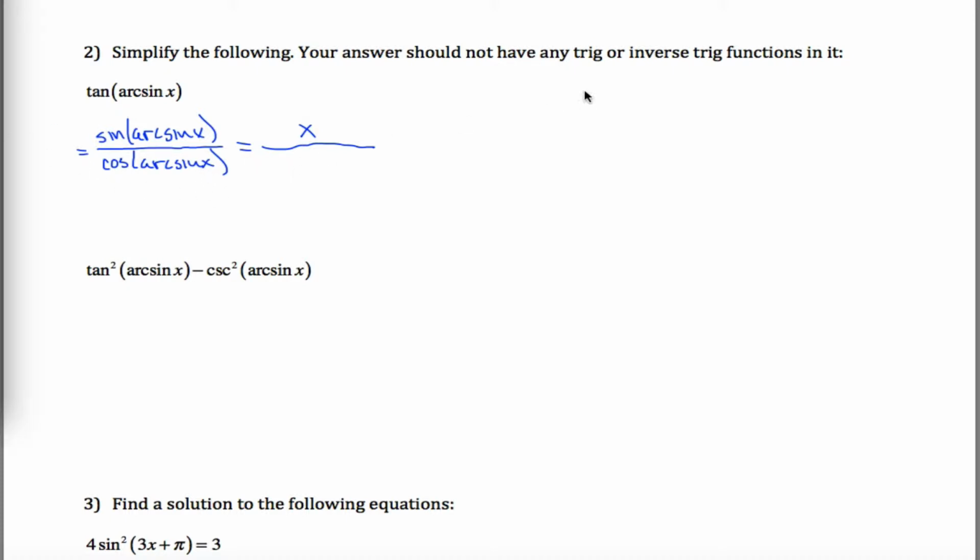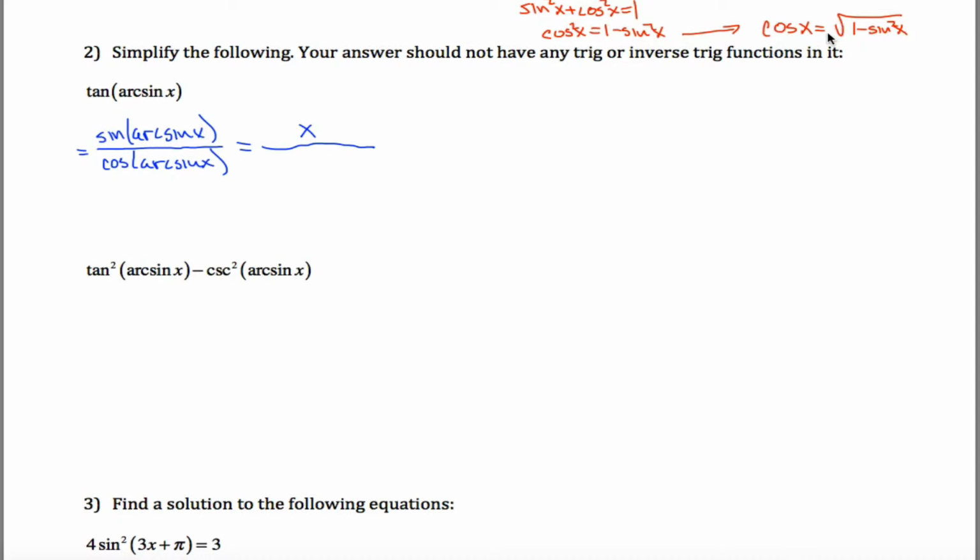To figure out what goes right here, I take advantage of the fact that sine squared, maybe I'll write this above because I'm going to reference it over and over again. This is called the Pythagorean identity. Sine squared plus cosine squared equals 1. So if sine squared plus cosine squared equals 1, cosine squared has got to be equal to 1 minus sine squared. So cosine of x is equal to the square root of 1 minus sine squared x.